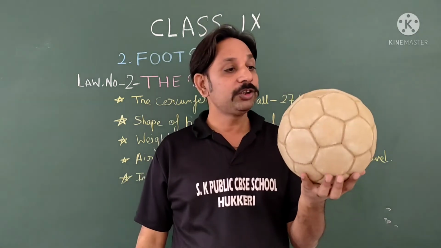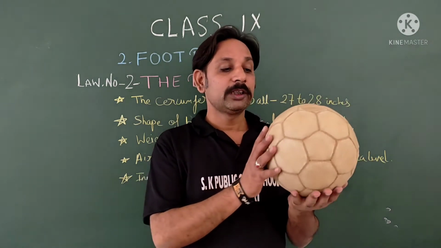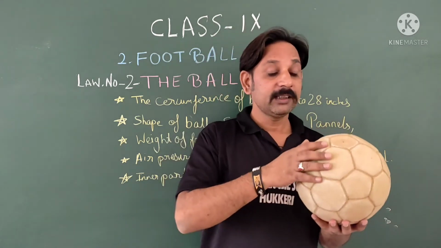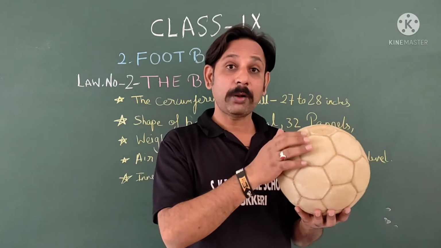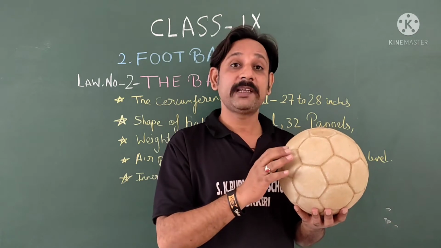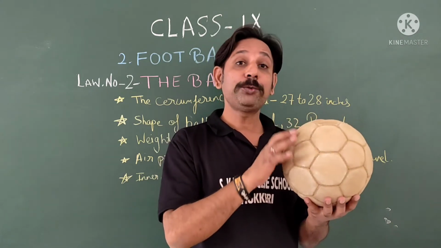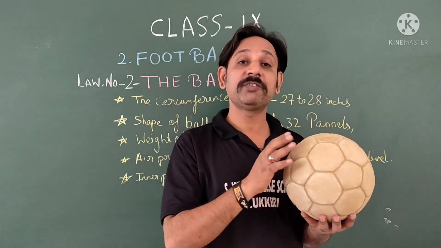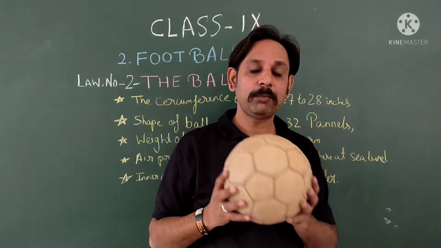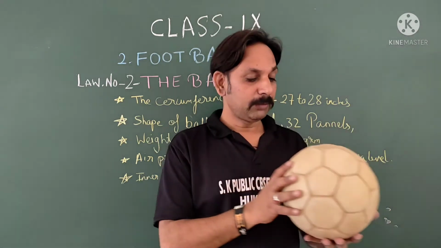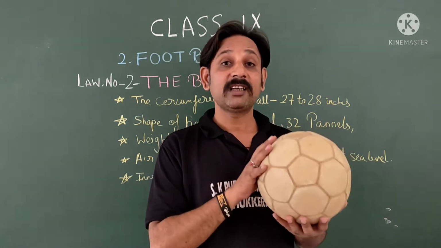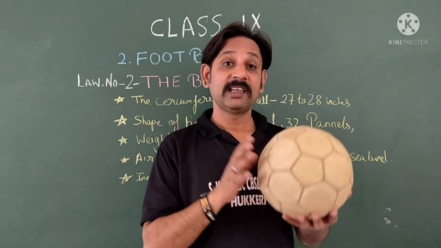Now in football, the shape of the ball is spherical, and here you can see there are some round parts on the football. This is not round, it is spherical in shape, and there are 32 panels. This part is known as a panel. When you take the ball in your hand and count, you will come to know that there are 32 panels.